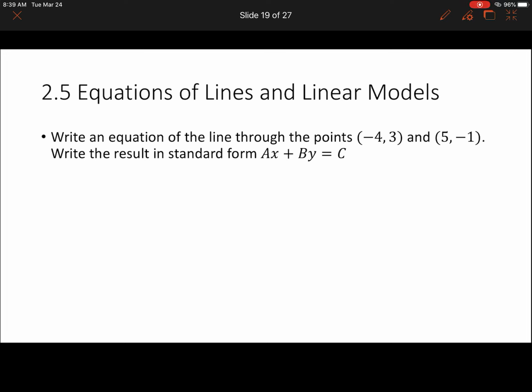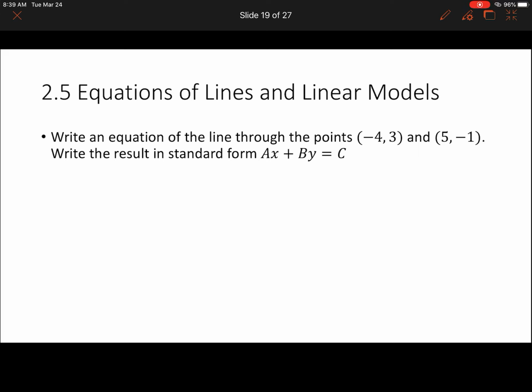Okay, so we're going to continue here in section 2.5, talking about writing the equation of lines given some information. So in the previous problem, I gave you the slope and a point and asked you to write an equation. We did one where we went to standard form, one where we went to slope intercept form, and so we're going to continue with that here.